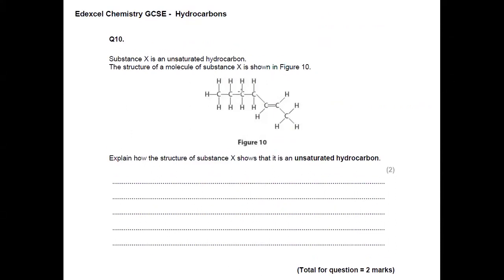Substance X is an unsaturated hydrocarbon. The structure of a molecule of substance X is shown in figure 10. Explain how the structure of substance X shows that it is an unsaturated hydrocarbon. Miss, because we can break the double carbon bonds to add more hydrogens or other substances. Right. You can just say that we have the presence of a double bond between the carbon atoms. That is a good enough answer. You don't have to add anything to it. Okay.